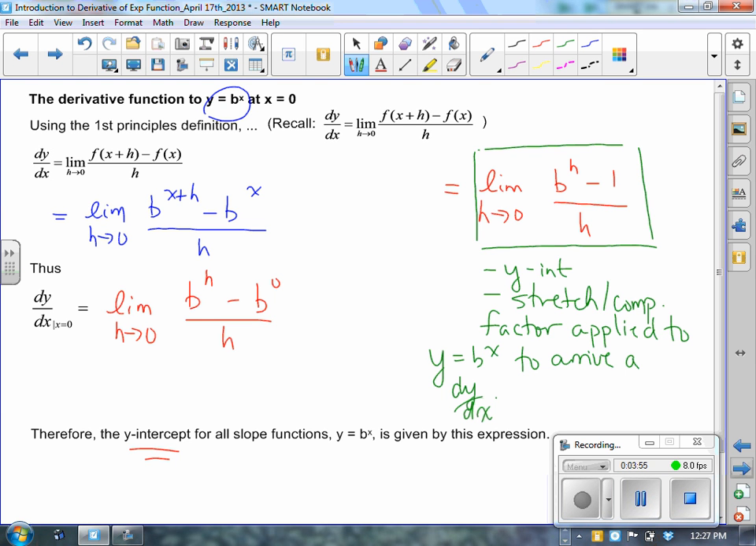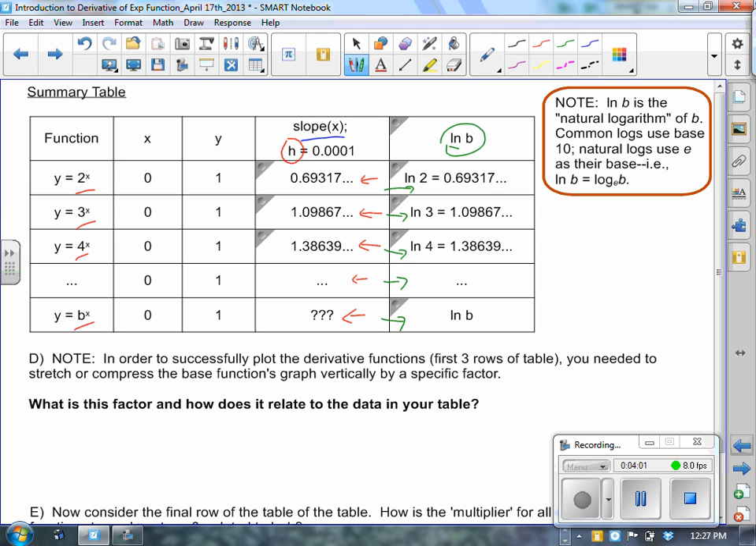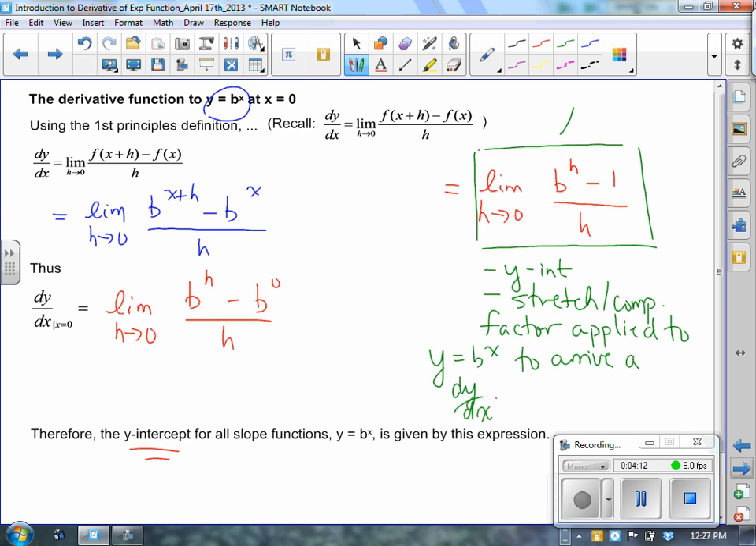We can also appreciate that, based on the values calculated in the table, we have an expression for the logarithm of b using that difference quotient. So we also have the ln of b, which is the limit as h approaches 0 of that particular rational expression, b to the h minus 1 all over h.